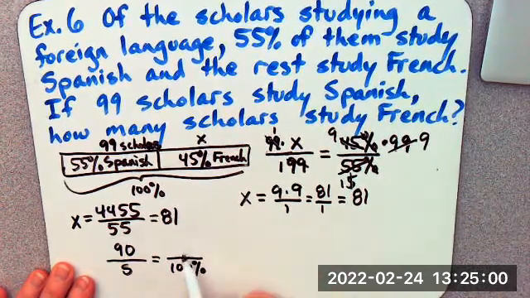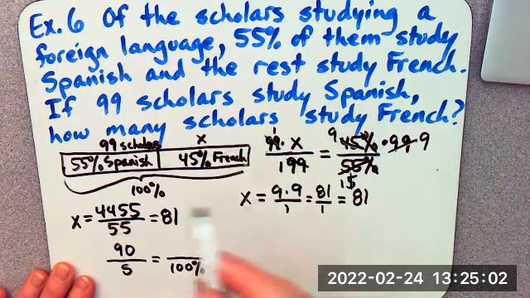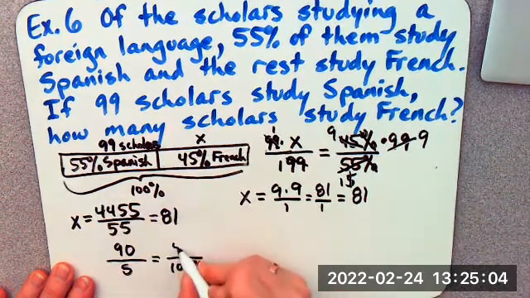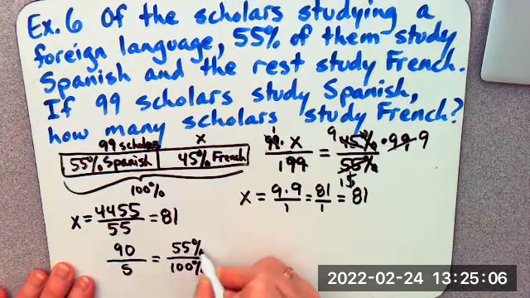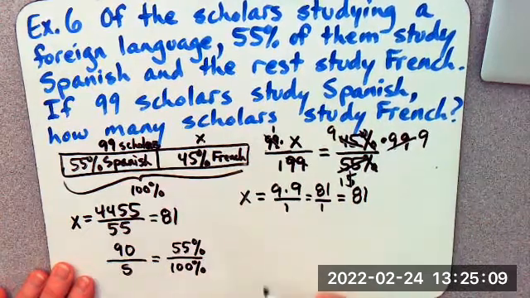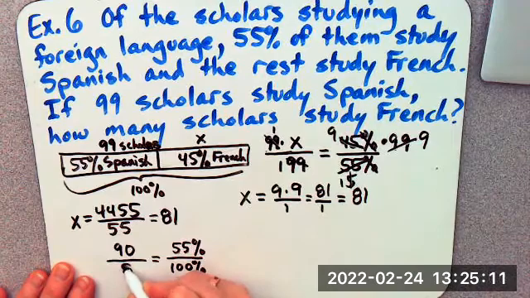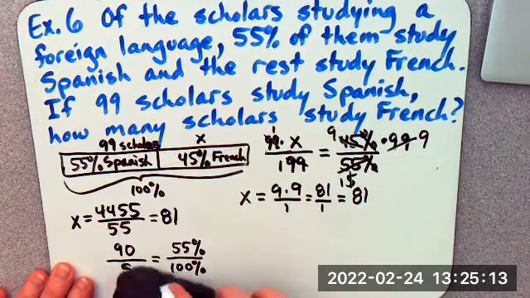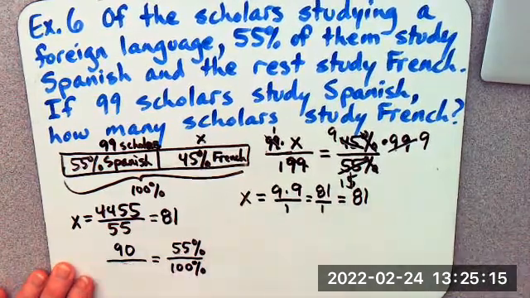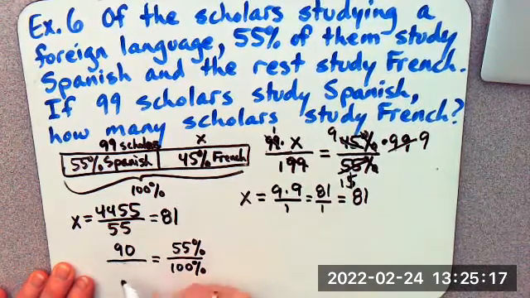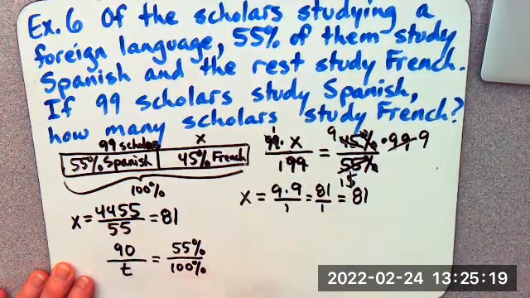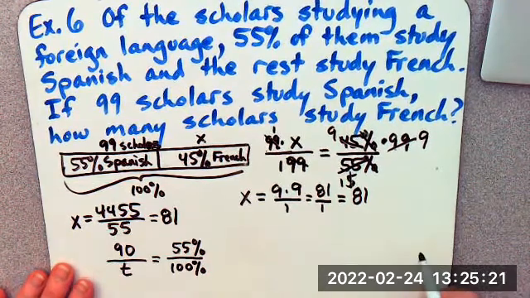Okay, here we are going to put 55% because that relates to the Spanish scholars. All right, so this is an S and not a 5. So maybe let's use a different letter because S always looks like a 5. Let's use T for total. So that'll be a cursive T.